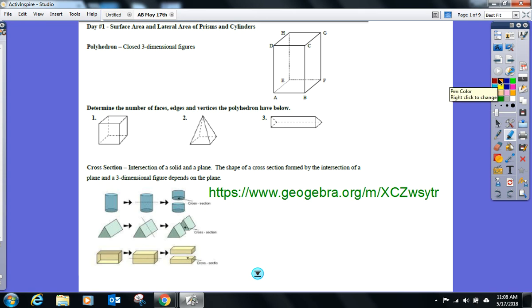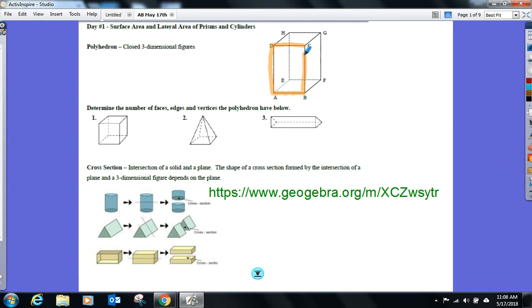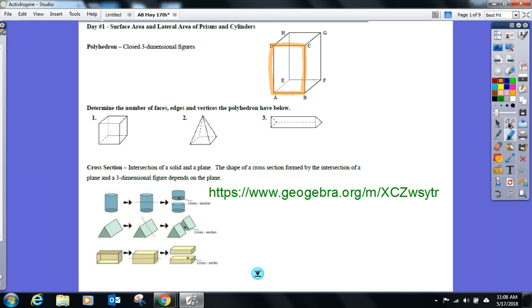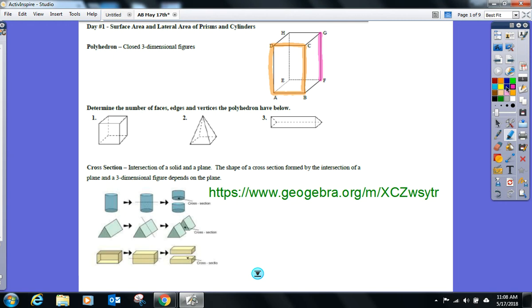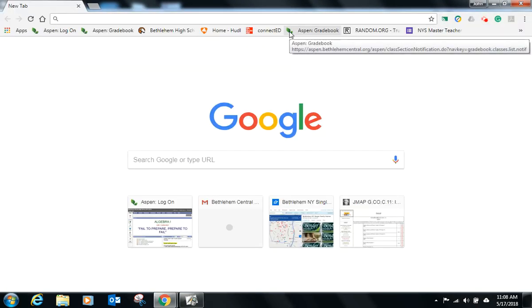One is called a face. So let me just highlight, this is a face of a polyhedron, okay? Then you have edges. Edges are what connects a point. So let me highlight an edge. Here is an edge, GF. And then finally, you have vertices, which are the points. All right, so H is a vertex, G is a vertex, C is a vertex.